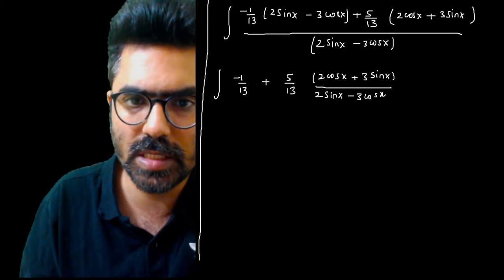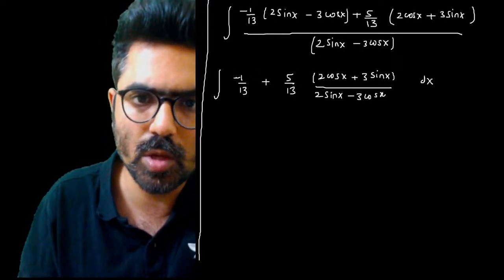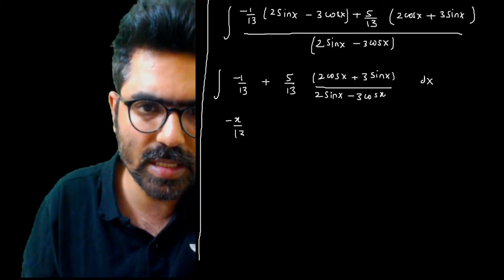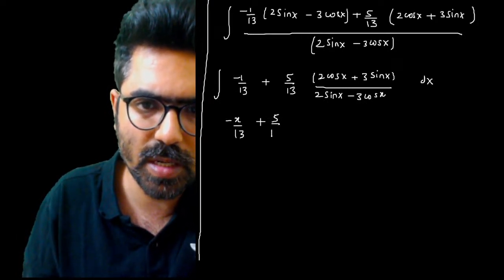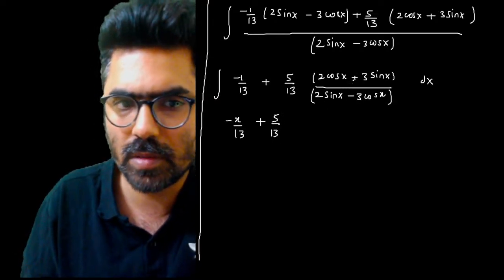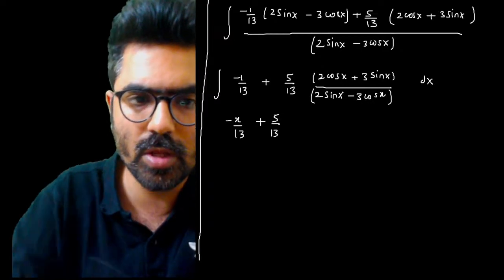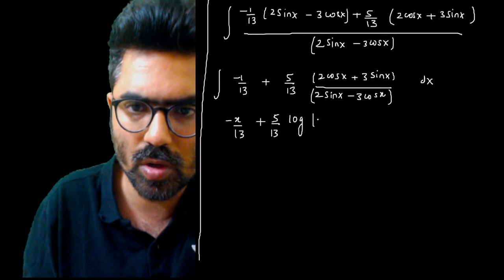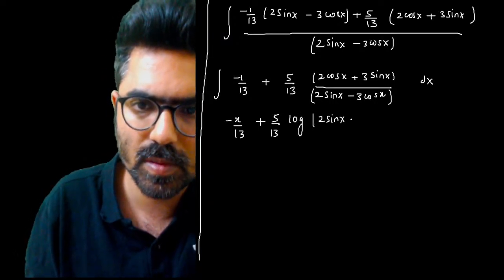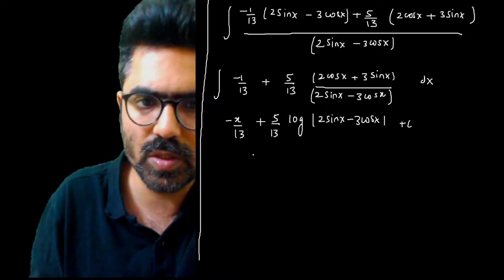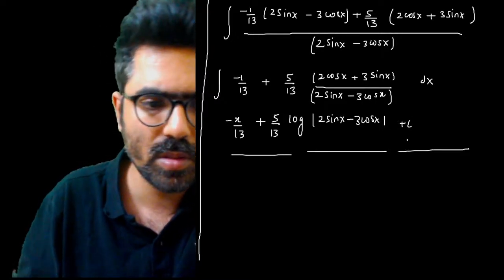Now this part is easy to solve when you separate the denominator. For this particular part you will have minus x by 13 as the answer, and for this part, as we see, the derivative of the denominator is there in the numerator, so we'll just write log of 2 sin x minus 3 cos x. I hope you understood this particular question.